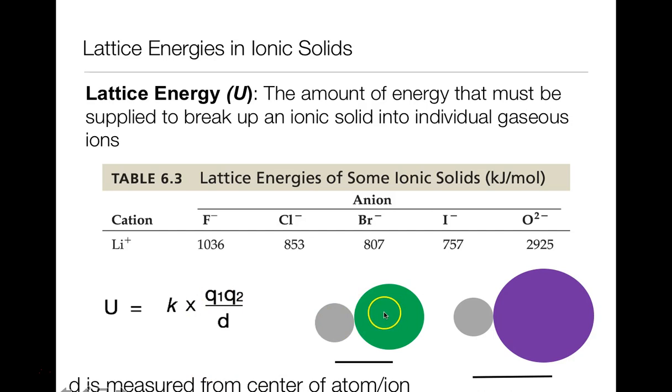So we can see here, if this is a representation of, say, lithium chloride, we're going to have a smaller distance between the center of the two spheres than if we had something like lithium iodide, where we have a much larger distance between the centers. And that's affecting our term d down here. So the pattern that we pick up on is, as the distance between the centers of the cation and the anion increases, the lattice energy is decreasing.